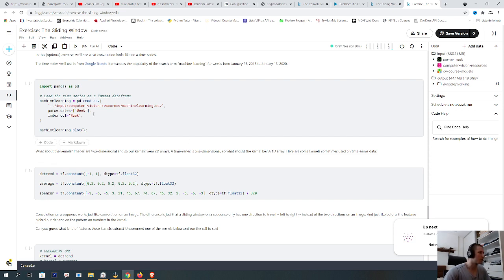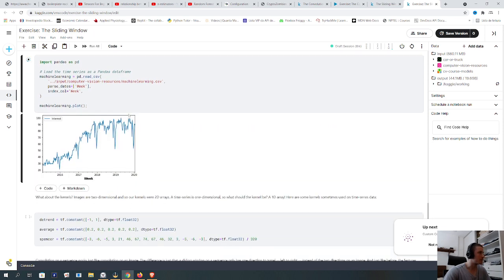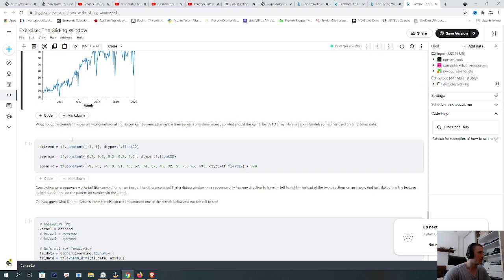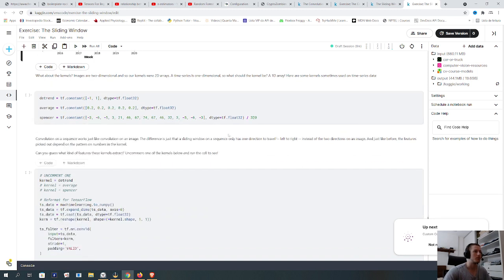Okay, so we load this. So this is just the CSV, then plotting. What about the kernels? Images are two-dimensional, so our kernels were 2D. Time series is one dimension, so kernels are 1D. Here are some kernels sometimes used on time series data. So the trend average is just a vector and converting to float.